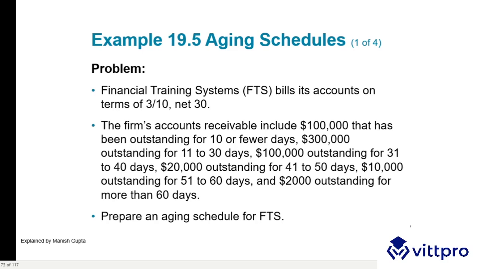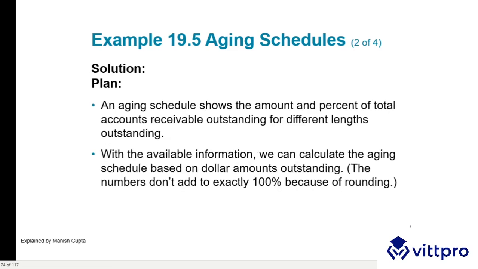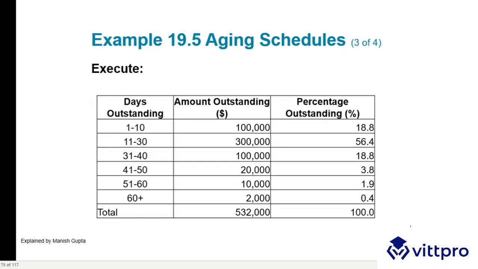So here's an example. A financial training system is billing its accounts on terms of net 30. The accounts receivable include 100,000 that has been outstanding for 10 or fewer days, 300,000 for 11 to 30 days, 100,000 for 31 to 40 days, 200,000 for 41 to 50 days. Wow, every 10 days the amount keeps on increasing. So you just have to prepare the schedule, which is like this. Simply, the total amount outstanding is 532,000, and the over 60 days is a certain percentage.